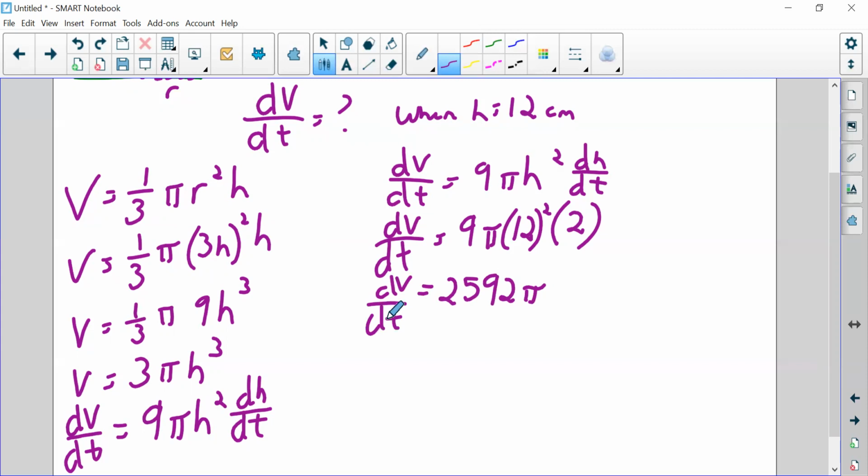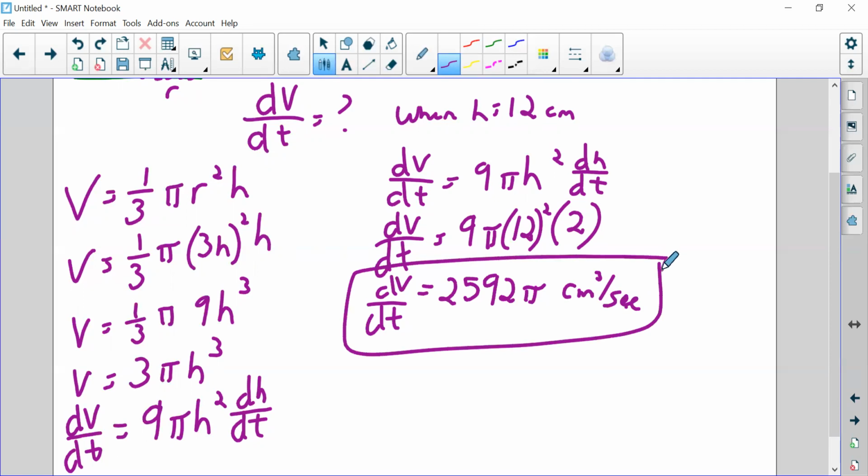V is measured in what units? What's V's unit of measurement? Centimeters. No, centimeters cubed per second. Cubic centimeters, yeah. So centimeters cubed, and time is being measured in seconds. So the rate of change, dV/dt, is 2,592 pi cubic centimeters per second.